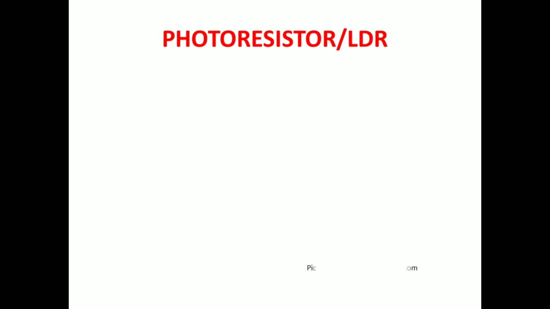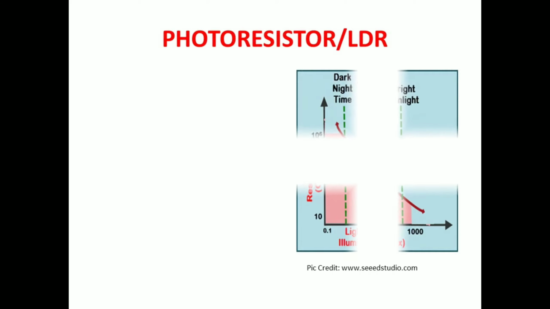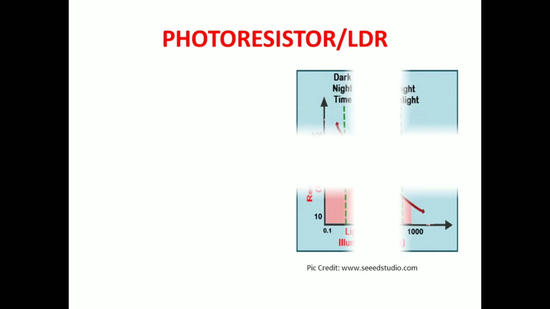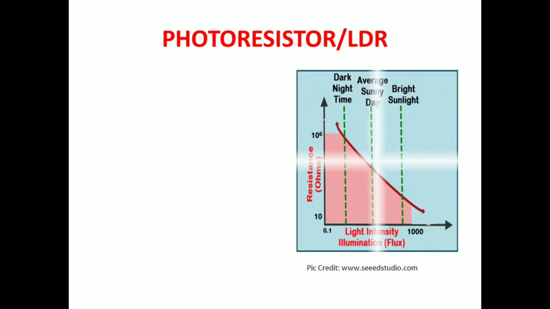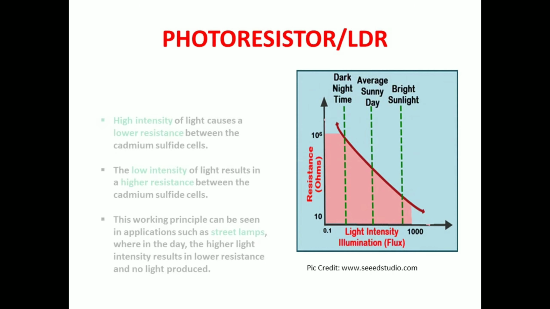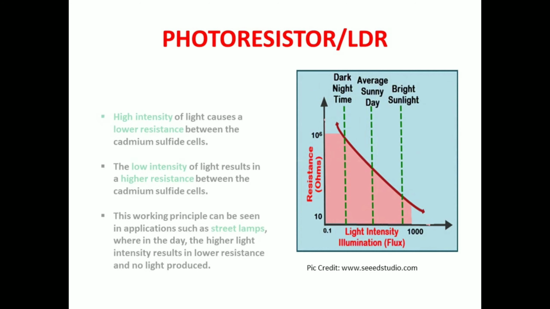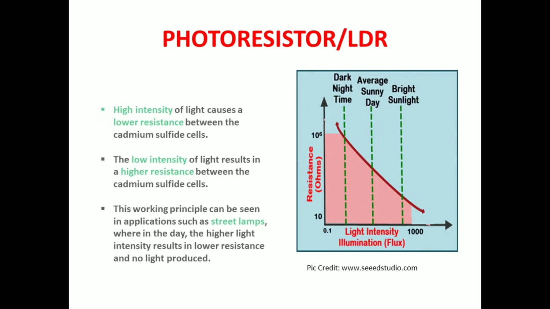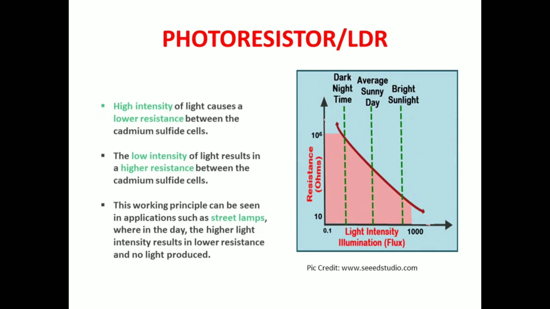When light falls on the light sensitive material, electrons move from the valence band to the conduction band, creating free electrons in the conduction band, and thus free electrons constitute current. Therefore, resistance decreases. But when there is no light, no free electrons are generated, and hence the resistance increases. This can be seen in the illumination curve. This curve is plotted between resistance and light intensity.